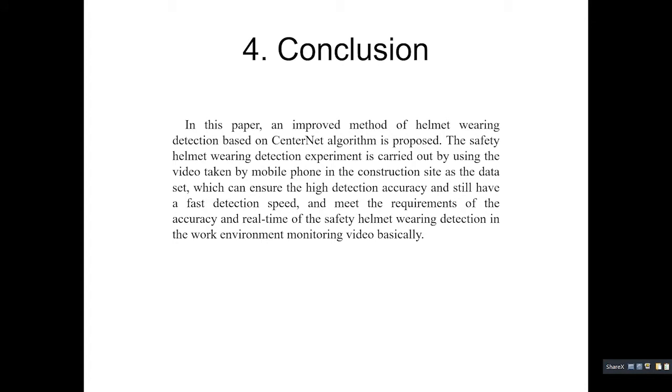Conclusion. In this paper, an improved method of helmet wearing detection based on the algorithm is proposed. The safety helmet wearing detection experiment is carried out by using video taken by mobile phone in the construction site as the data set, which can ensure high detection accuracy and still have a fast detection speed, and basically meet the requirements of accuracy and real time of safety helmet wearing detection in work environment monitoring video.